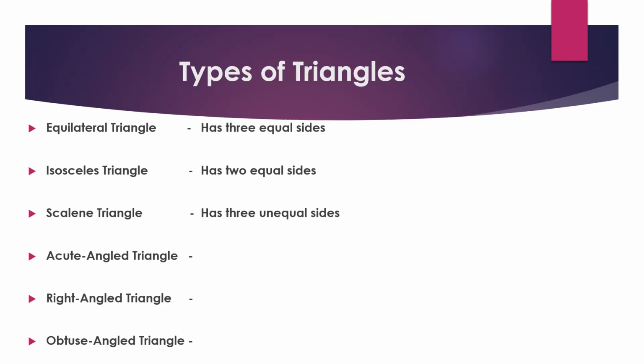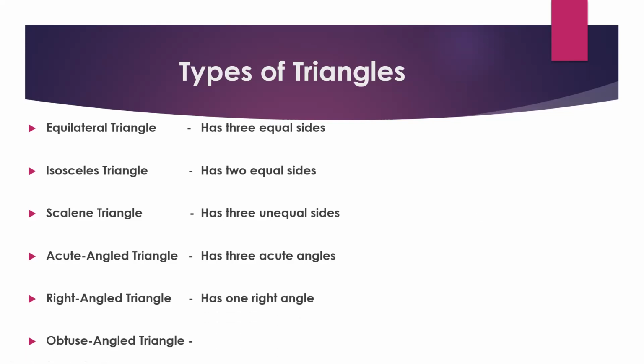Now, acute angle triangle. This triangle has 3 acute angles. Now, we know what acute angles are. So we can say that this triangle has 3 angles that are less than 90 degrees. So let's go back to the equilateral triangle. We know that each angle here is 60 degrees within the equilateral triangle. So we can also say that the equilateral triangle can be considered as an acute angle triangle because it has 3 acute angles, right? So again, additional information there for you.